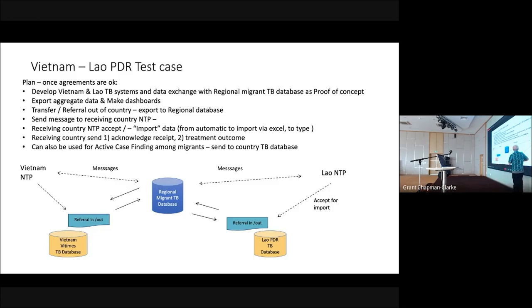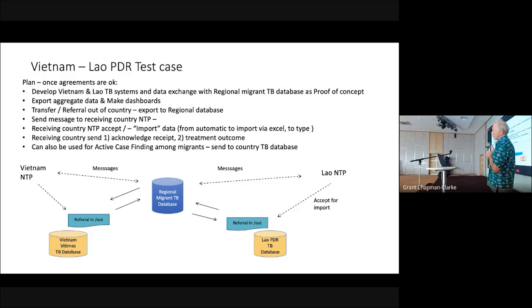And when it's transferred from one country to the regional database, messages go to the receiving country. It can be email, it can be whatever. Then they get a message, and they can receive, download, or they first must accept. That's also part of the requirement, that you cannot just send the patient wherever. You must accept it, and when you have accepted, then you can get it. And then you confirm back that you have received the patient, and then again later in the treatment, the treatment outcome.